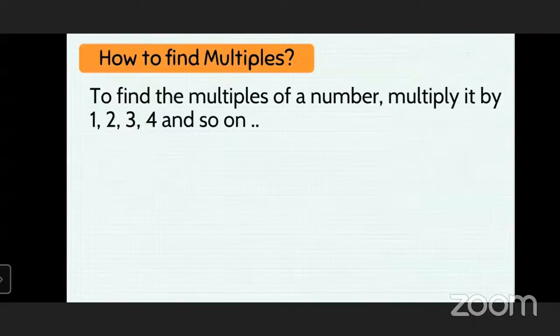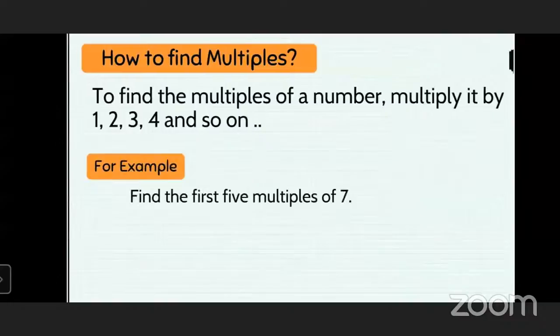Previously we have seen that we multiply 4 by 1, 4 by 2, 4 by 3, 4 by 4. Likewise, continue 4 by 10, 4 by 20, 4 by 15. Likewise, if we want to find any multiple, we have to multiply it by 1, 2, 3, 4, up to infinity, and so on.